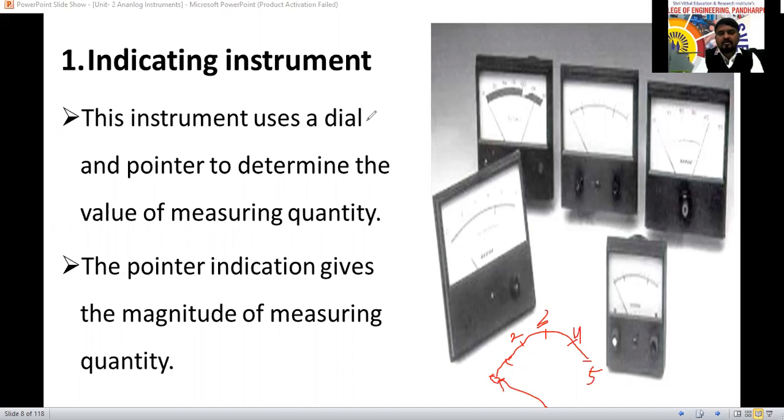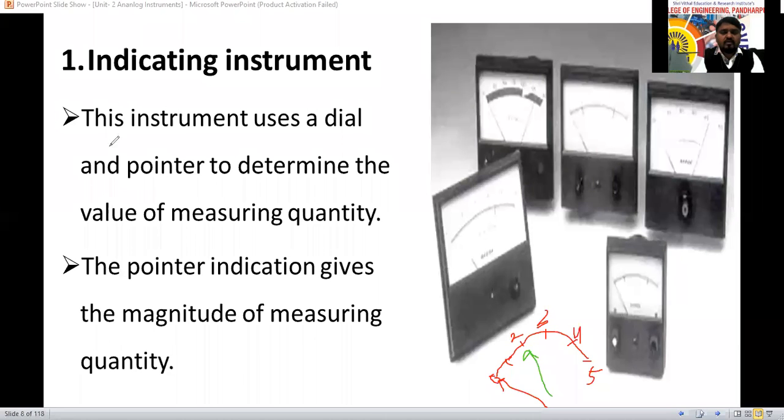I gave 2 amperes of current. After giving 2 amperes, this pointer is there. It has to move from here to here. It is going to show that one. It is going to indicate that here. That is the instrument we are going to call indicating. It is going to indicate that value.